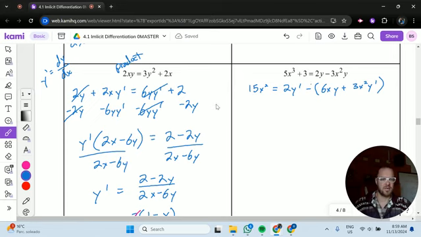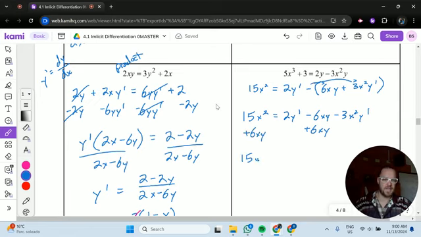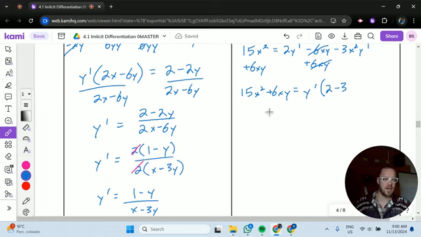All right, so now I'm going to need to distribute that negative in. Honestly, do that while you're doing this usually, but I know that some of you guys have had some trouble with algebra, so that's why I'm separating it into a separate step there. So minus 6xy minus 3x squared y prime, and you can see that the y primes are already together, so all I need to do is get rid of the things that are not y primes. So then I've got 15x squared plus 6xy equals, I'm going to automatically pull out that y prime, and I'm left with 2 minus 3x squared.